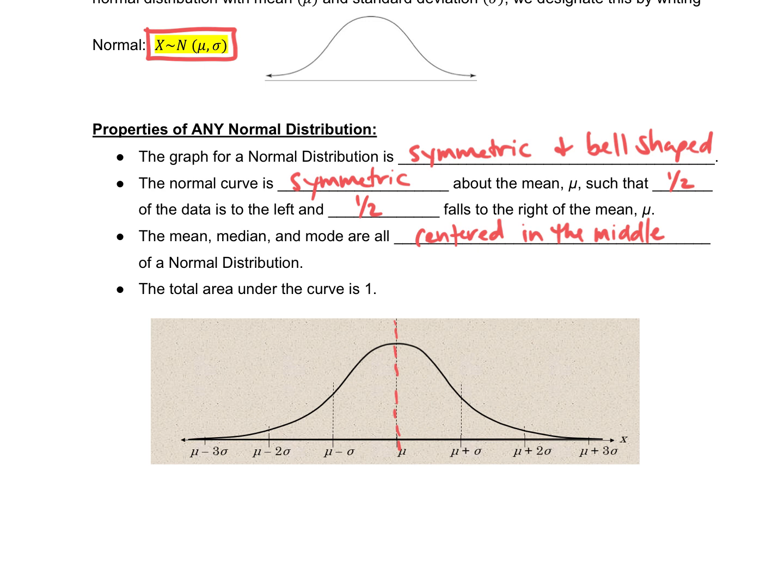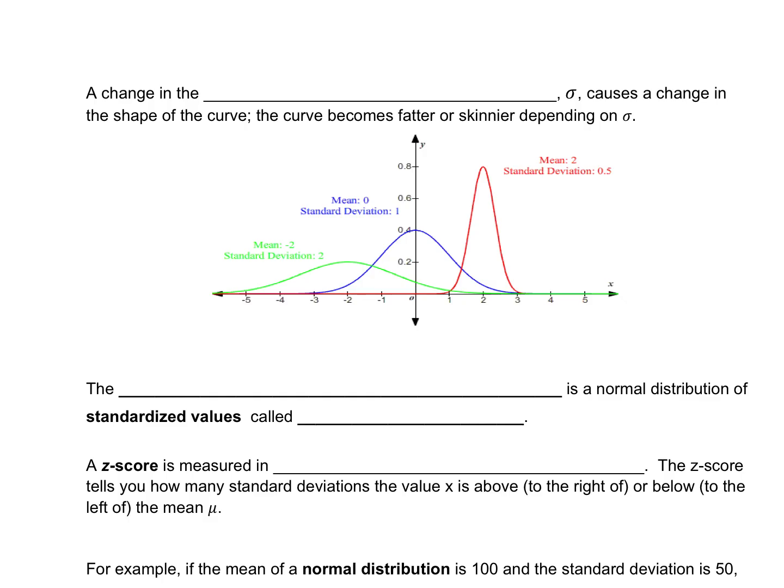And just like what we talked about in 5.1, the total area under the curve is 1. So this is kind of applying that. A change in the standard deviation causes a change in the shape of the curve. It can become fatter or skinnier depending on whatever sigma is.